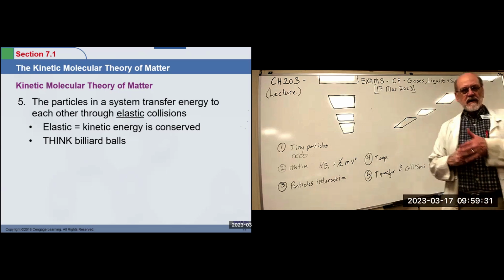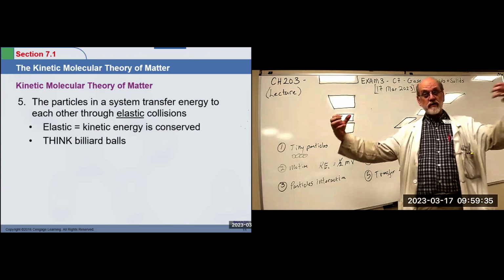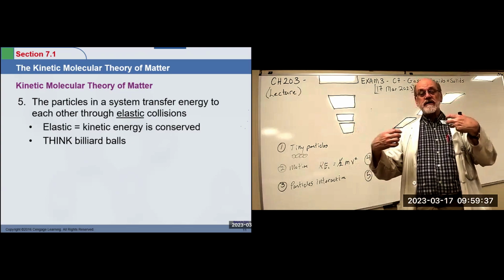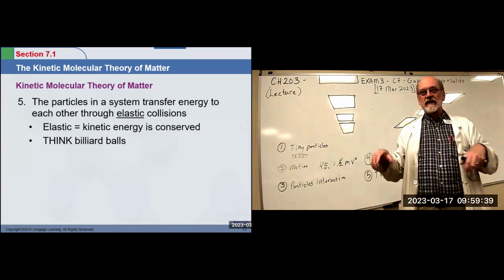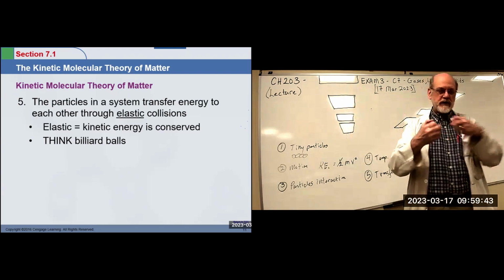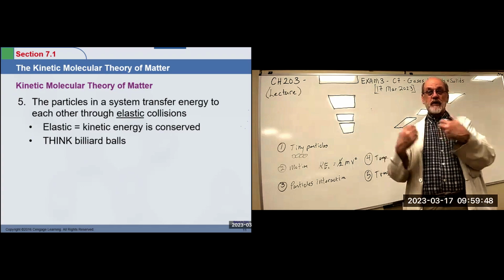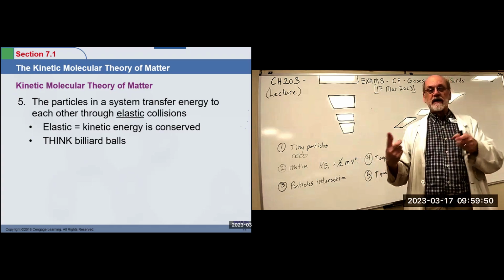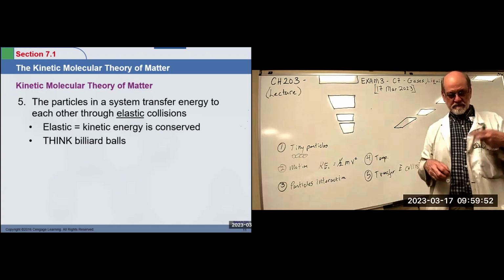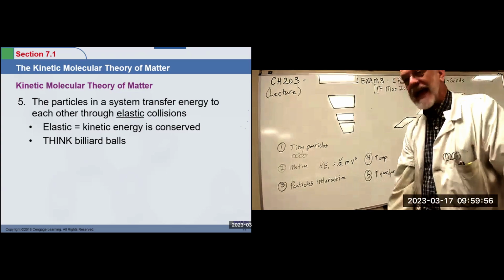That is, all the kinetic energy that both particles have as they approach is the same amount of energy that they both have when they leave. Now, this one may be moving faster and transfer energy to that one, but the total amount of kinetic energy of the two particles is the same before and after. That's kinetic energy, elastic collision.